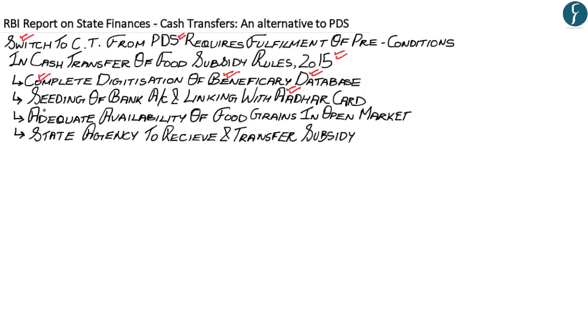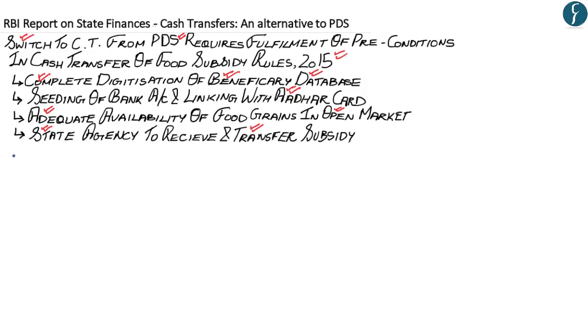The third requirement is that there should be adequate availability of food grains in the open market so that the beneficiaries can buy the food grains from the cash transfers in the open market. And the fourth main requirement, as highlighted in the article, is that the state should form a state agency to receive and transfer the subsidy to the beneficiaries.